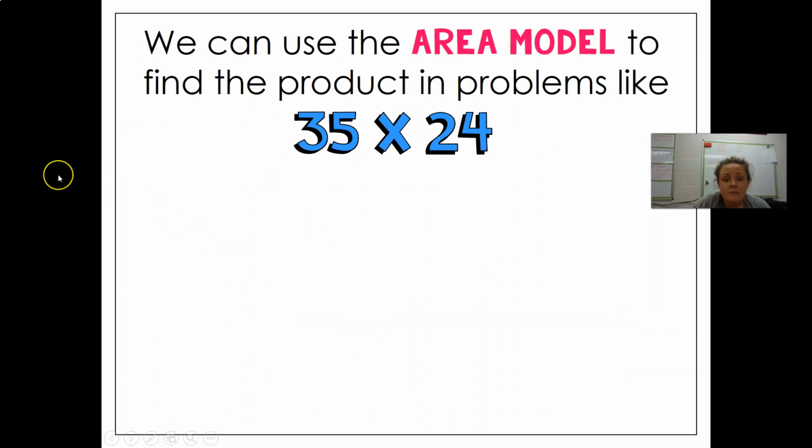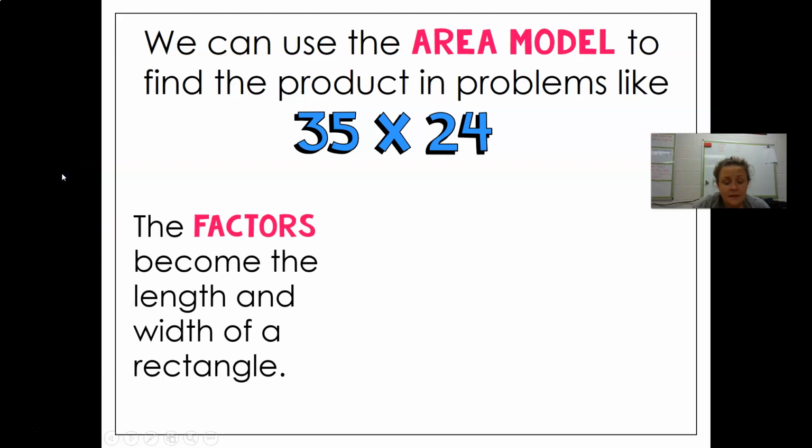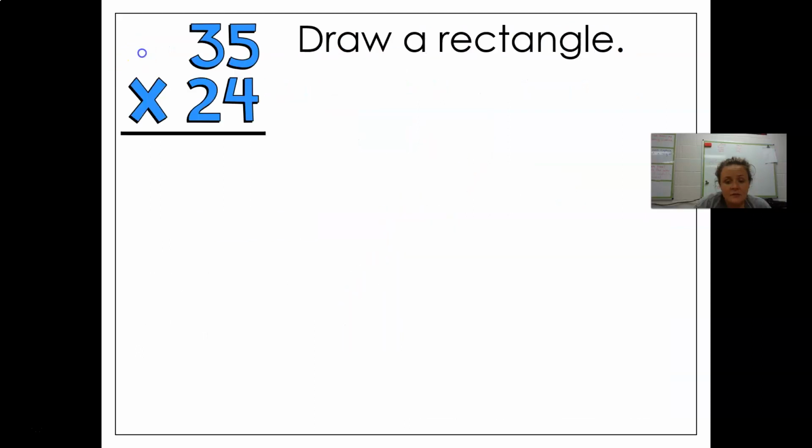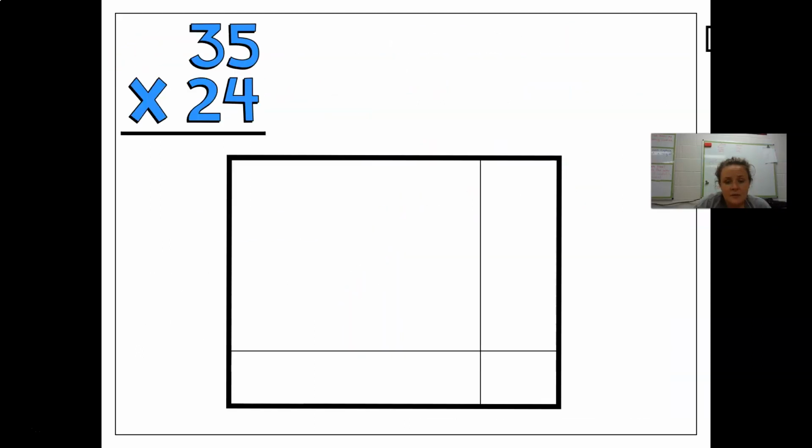You can use the area model to find the product in problems like 35 times 24. So we've got multi-digit problems here, and we're going to split them up into 30 plus 5 and 20 plus 4. The factors become the length and width of a rectangle. That's why it's called the area model, because to find area, you multiply the length times the width. So we're going to make 35 and 24 the length and width, splitting 35 into 30 and 5 and 24 into 20 plus 4.